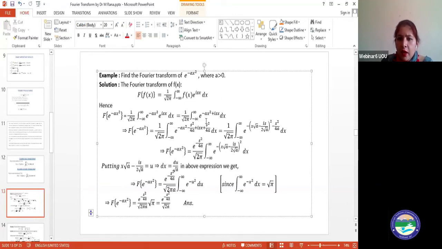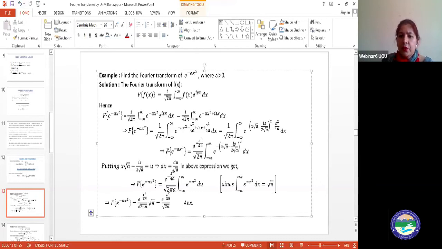Now we have to change it. If we add and subtract something in this, there will be no change. So we will add s square by 4a and again subtract the same s square by 4a from this expression. So we'll get e raised to power minus ax square plus isx minus s square by 4a plus s square by 4a dx. You can see that the terms ax square and isx and s square upon 4a will change to minus the whole square of x root a minus is upon 2 root a, and this minus s square by 4a is as it is here. The other terms are the same, 1 upon root 2 pi and the integration.